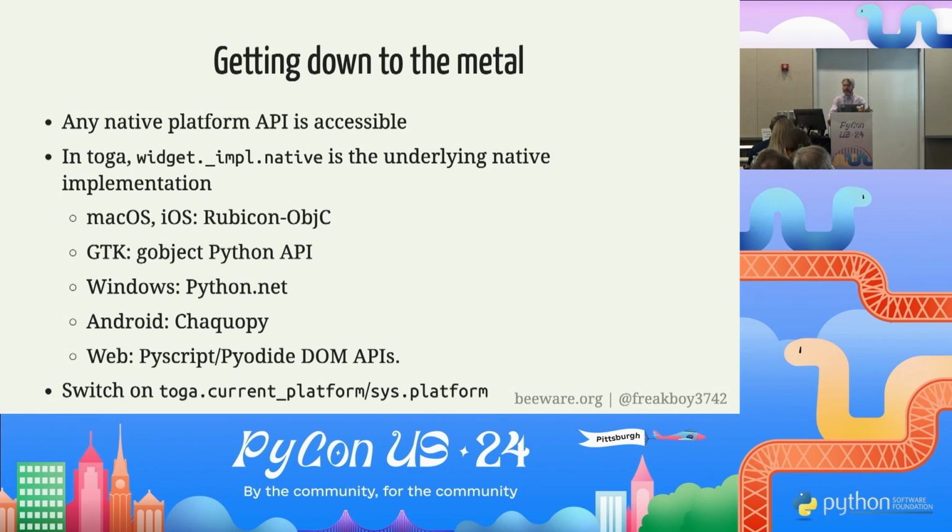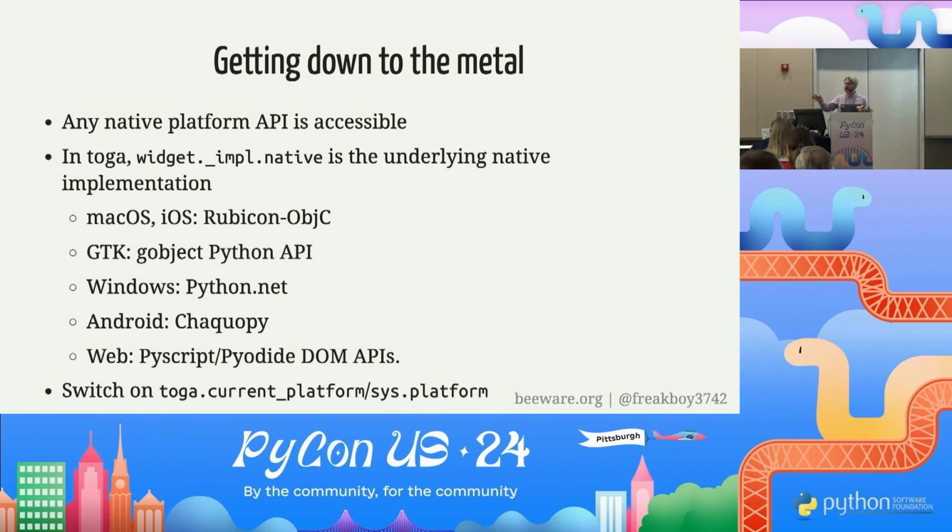You can use that to access any other GTK API. On Windows, we use Python.NET, any CLR assembly you can install and you can use. On Android, ChakaPy will let you access any Android library. These are all platform specific, and there are some tweaks and oddities about how you wrap Objective-C in Python and how you access Java from ChakaPy. But they're all reasonably well documented.